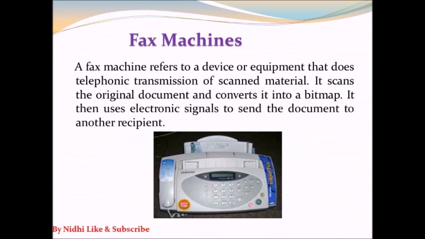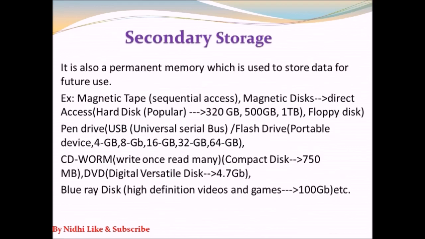Now let us talk about the secondary storages. Okay, in the previous chapter, that is the first chapter, we talked about the primary storage, that is RAM and ROM, and here we are talking about the secondary storage, also known as auxiliary memory or external memory. It is also called permanent memory because it is used to store data for future use. Examples of secondary memory are magnetic tape, which does access in a sequential manner, that is one by one. Magnetic disk, hard disk, okay, that is popular, and that comes in 320 GB, 500 GB, or 1 TB forms.